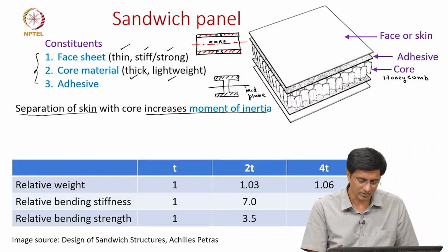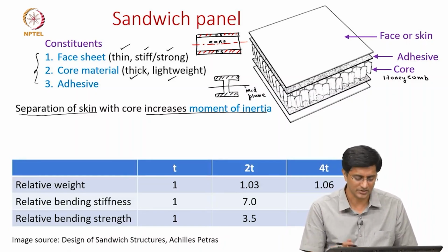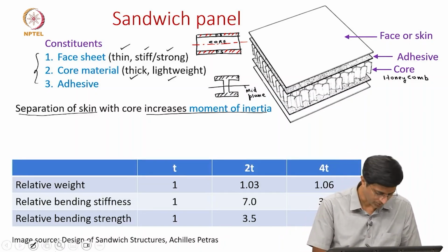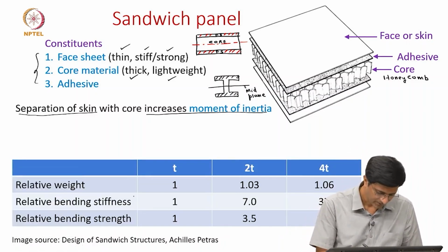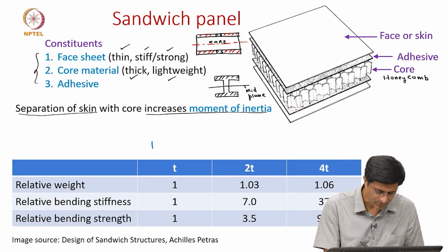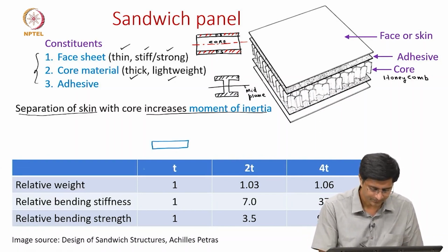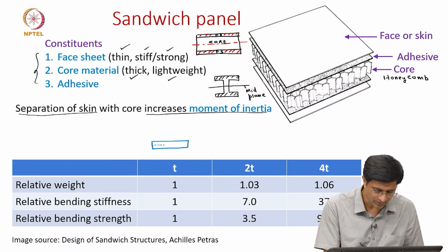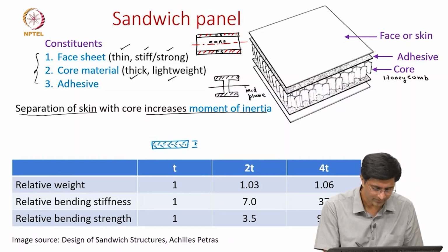So here we are looking at three different constructions. Let me draw and show. The first case is a plate of thickness T. Let's say we cut it into two halves, but the total thickness is T. We can think of it as the top face and the bottom face.